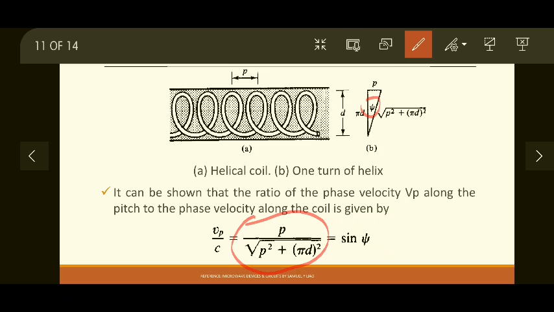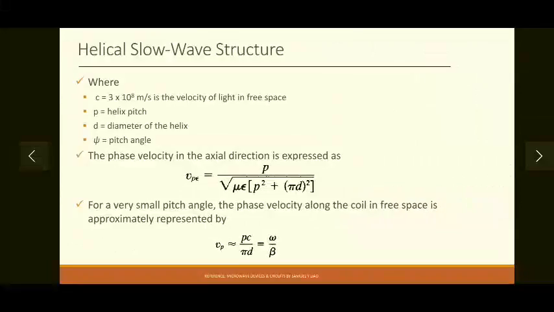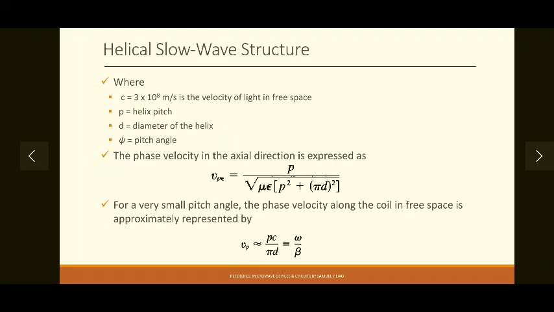So this is nothing but the phase velocity along the pitch, that is Vp, and the phase velocity along the coil, that is considered to be the speed of light. Since the speed of light is larger and the phase velocity is smaller, this value will become less than 1, and that is slowing down the wave. Where c is the speed of light in free space, p is the helix pitch, d is the diameter of the helix, and psi is the pitch angle.